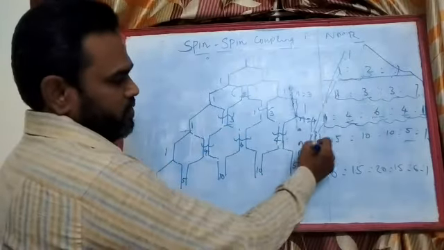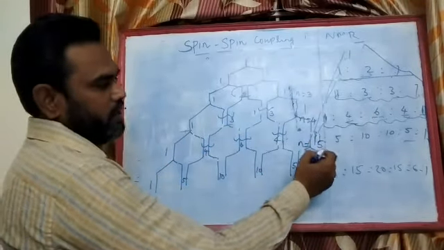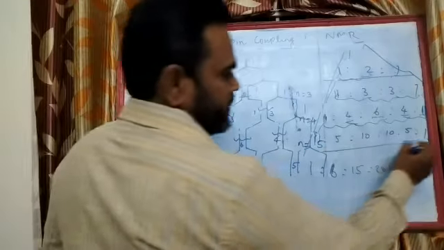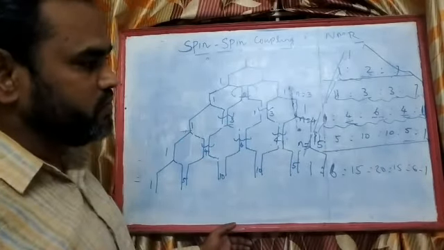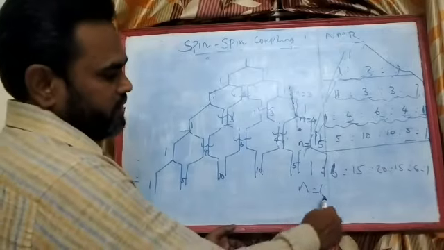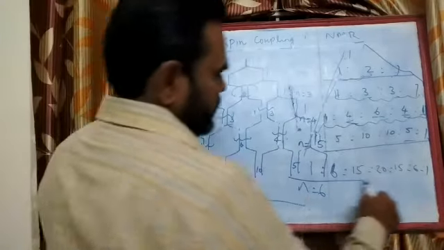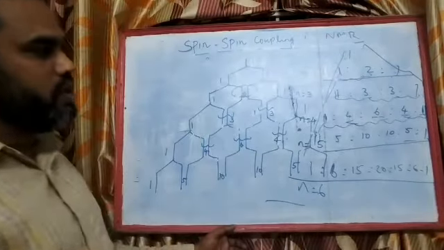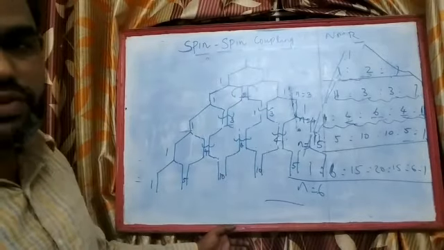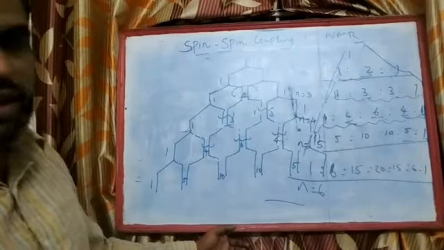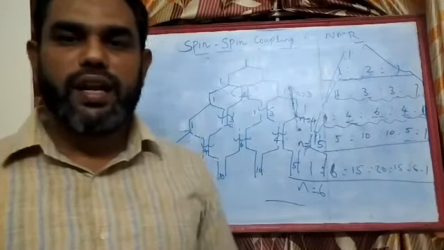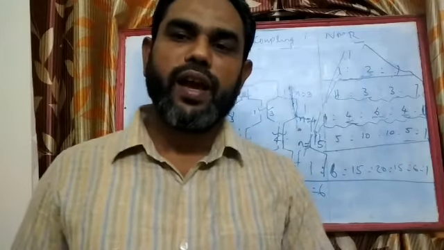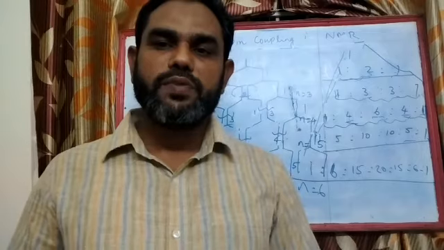If n is equal to 5, you have 6 splittings, 1 is to 5 is to 10 is to 10 is to 5 is to 1. If n is equal to 6, you have 1 is to 6 is to 15 is to 20 is to 15 is to 6 is to 1. So in this way you can calculate the number of splittings and the intensities of the splittings.